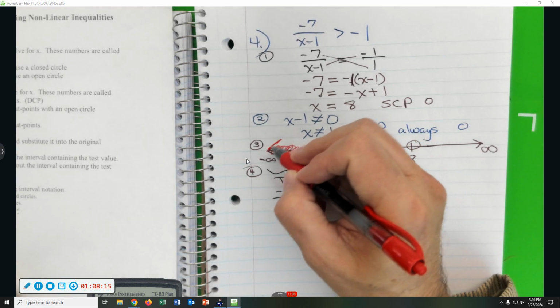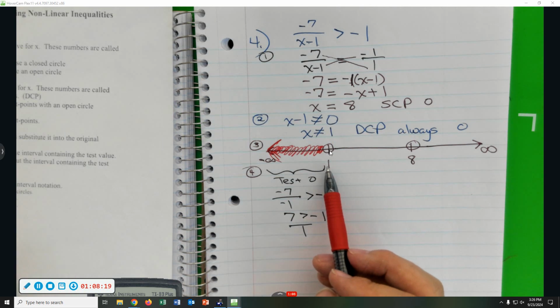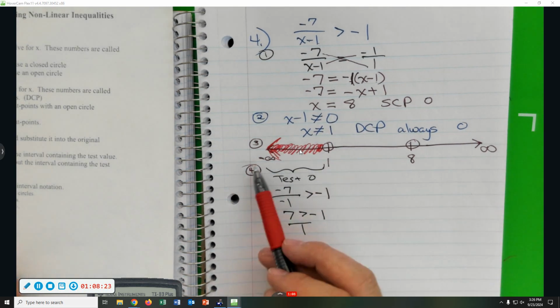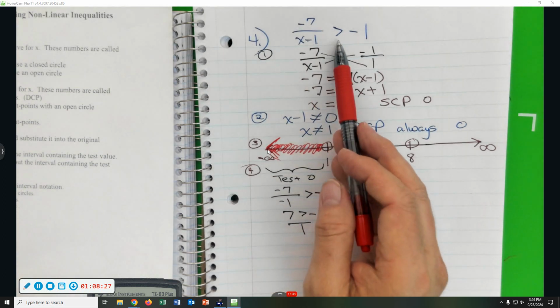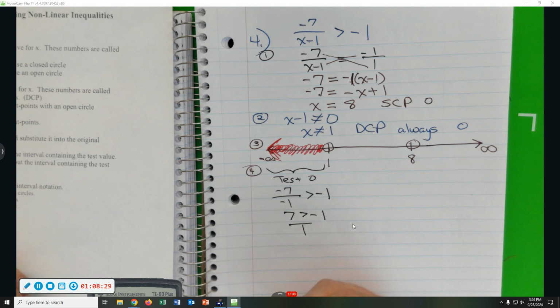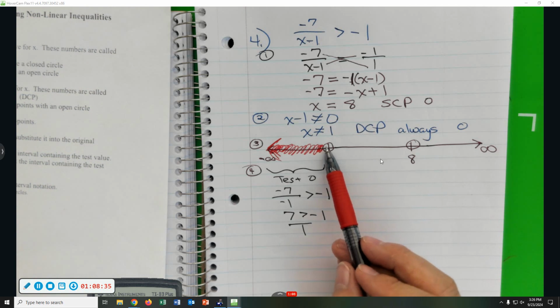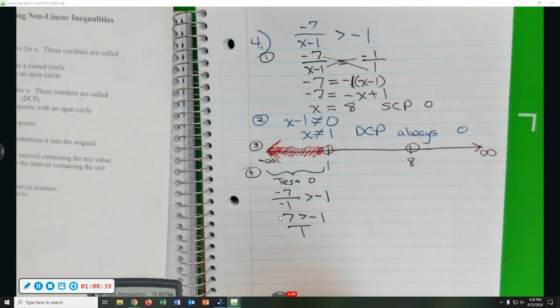And just think about this. This is really amazing when you think about it. It doesn't matter what number you plug in to the left of 1. You could have plugged in negative 50 million. You're still going to get the left side greater than the right side, a true statement. I think that's an amazing feat, that for any number over here, you plug it in, and that's going to make a true statement.